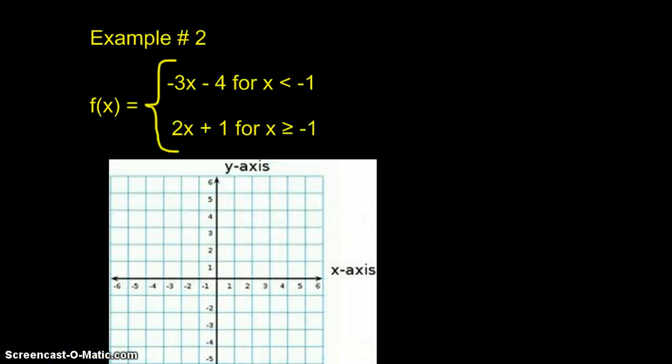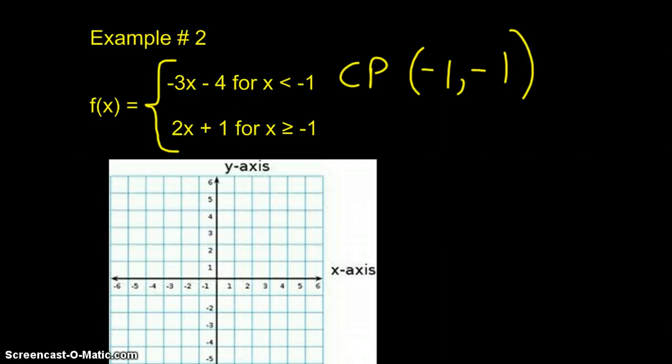And we're going to go through this a little bit more quickly in the way you would probably do this on your own paper. If we were going to graph this piecewise function, we always start by finding our critical point. Our critical point for our first equation is going to occur when x is negative 1, because that rule is only going to apply until we get to negative 1. So if I plug negative 1 into my equation, negative 3 times negative 1 would be 3. 3 minus 4 is negative 1. So that graph is going to have an end point at negative 1, negative 1.